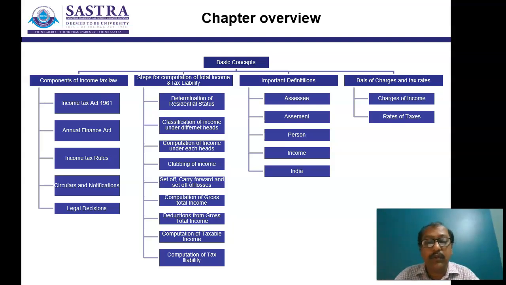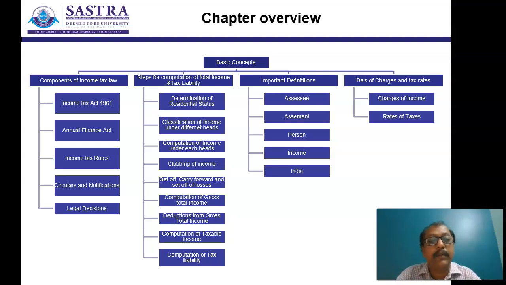And all these rules are going to be disseminated through circulars and notifications. So these notifications and circulars issued by the Income Tax Board, or income tax authorities, are also going to be another important component of income tax law. And finally, the legal decisions on the payment of tax: how to pay it, whom to pay what amount of tax, and if not paid, what will happen? All these are also going to be a part of your income tax law.